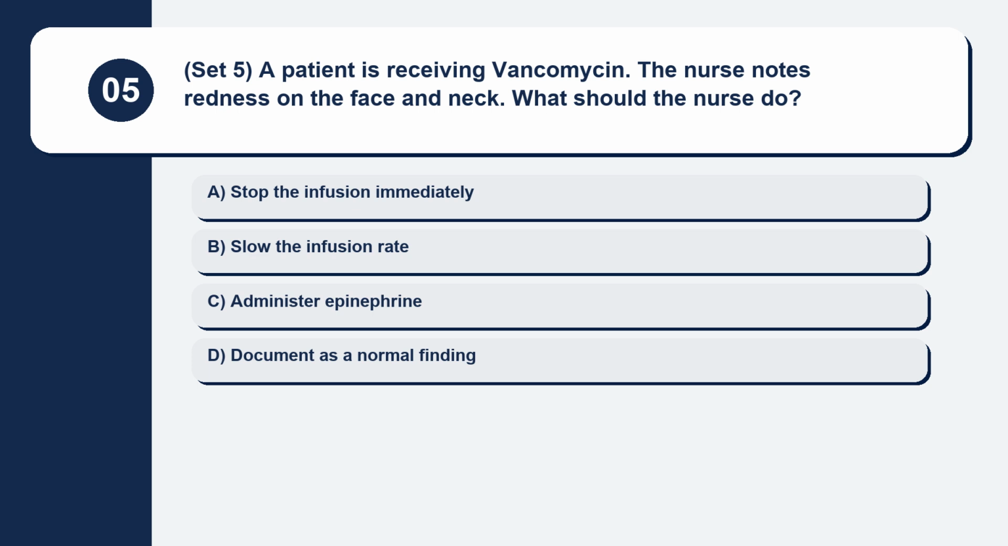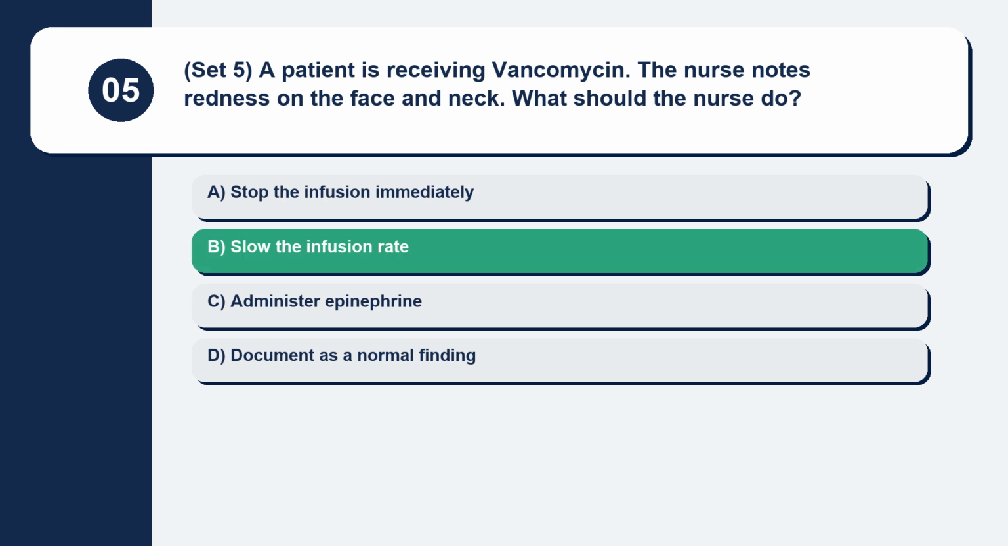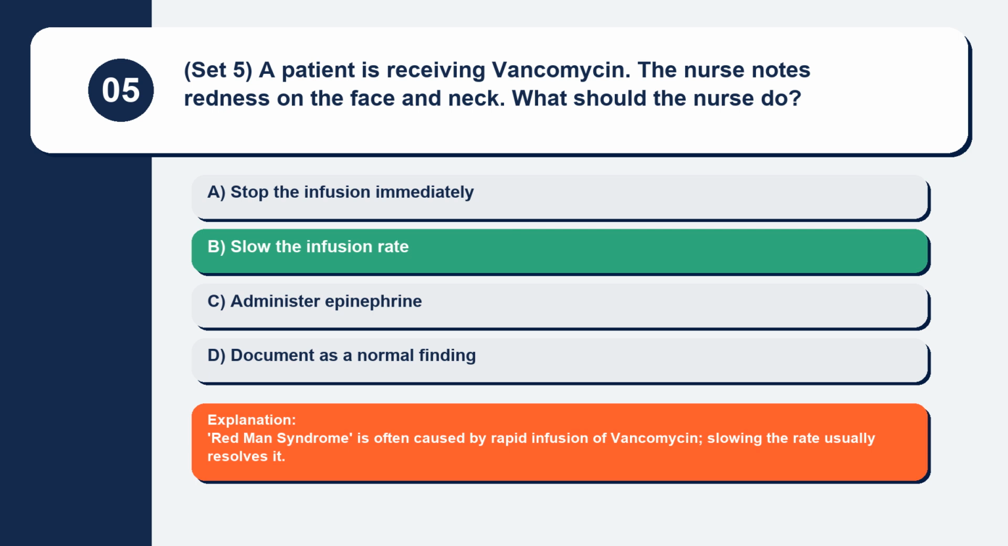Question 5. Set 5. A patient is receiving vancomycin. The nurse notes redness on the face and neck. What should the nurse do? Stop the infusion immediately, slow the infusion rate, administer epinephrine, document as a normal finding. Red man syndrome is often caused by rapid infusion of vancomycin. Slowing the rate usually resolves it.